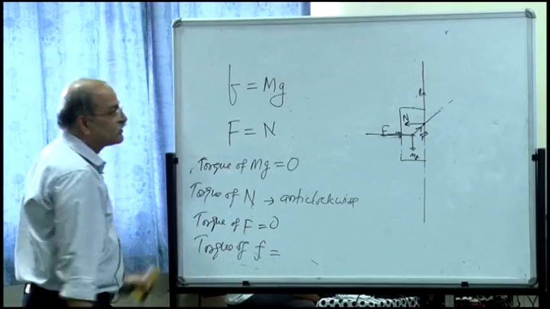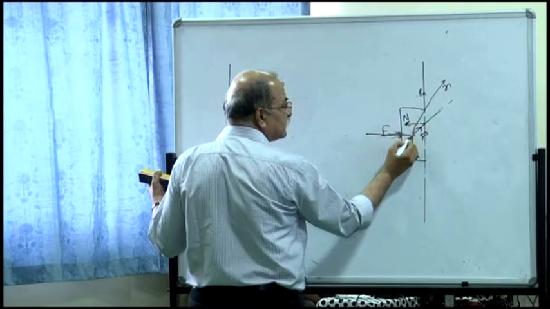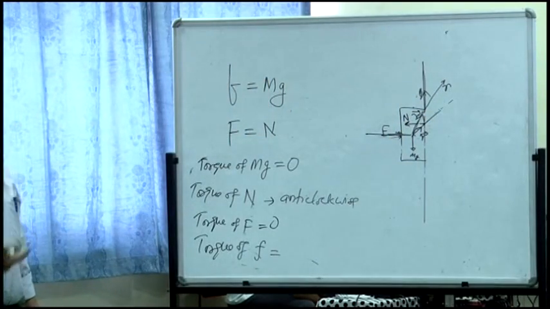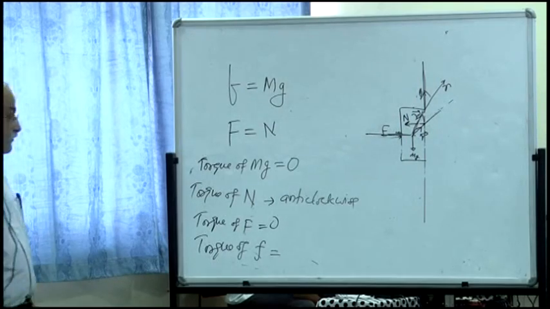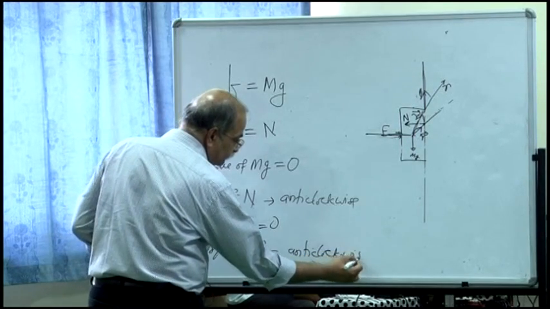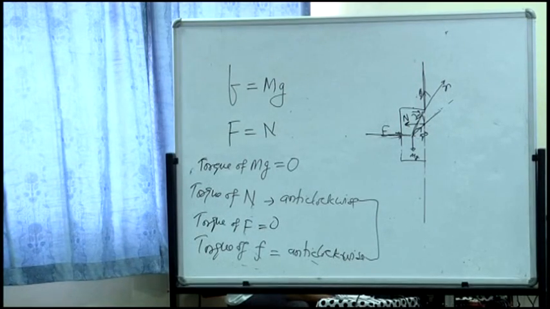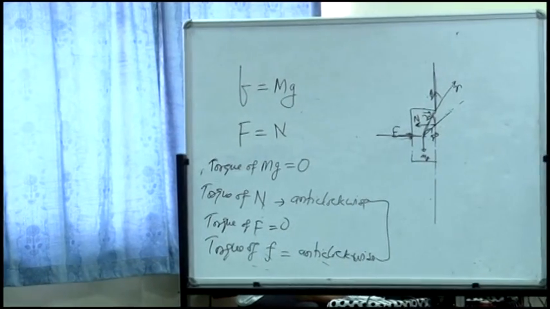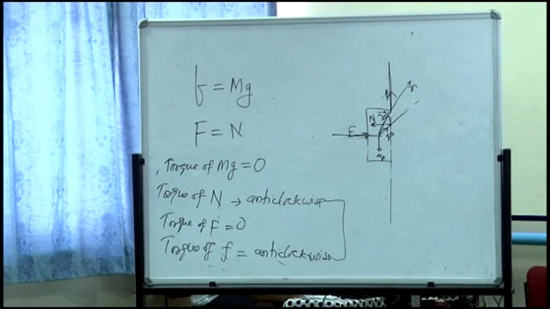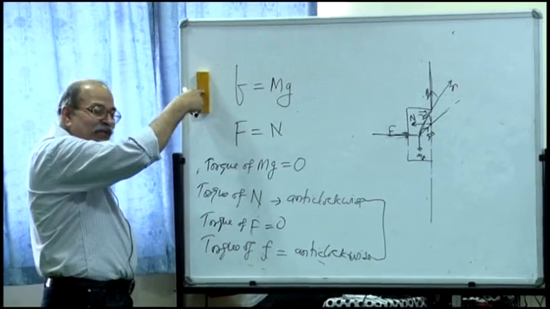Then what is left? Small f, friction. This is the r vector, and this is the F vector. What is the direction, towards us? Clockwise or anti-clockwise? The total torque cannot be 0 in this situation. Both the torques are anti-clockwise and the remaining two torques are 0. But it is in rotational equilibrium, so total torque must be 0.